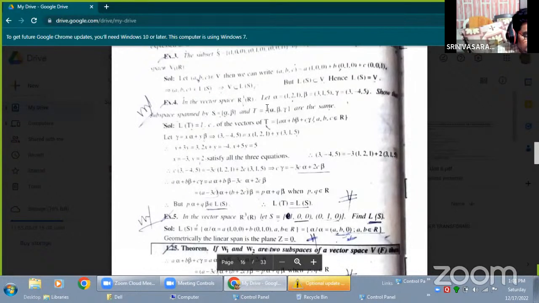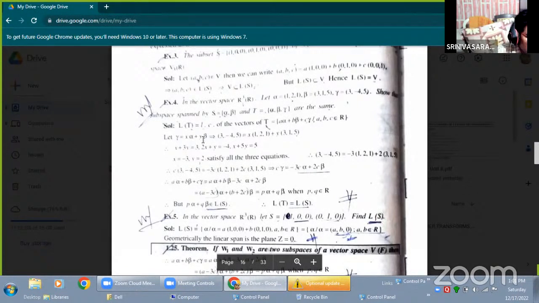So given the set T of the form alpha, beta, gamma, and according to those vectors you write the linear combination A alpha plus B beta plus C gamma, such that A, B, C are real numbers. That is the linear span of the set.